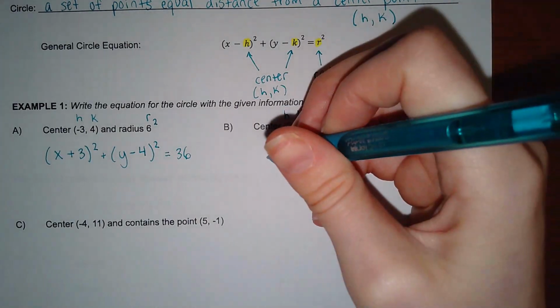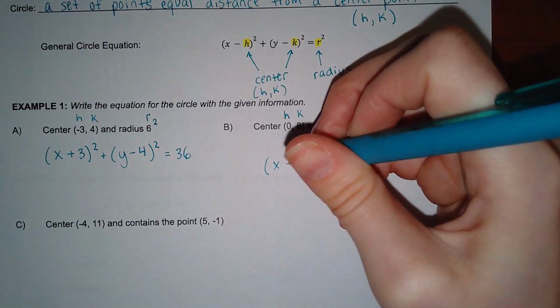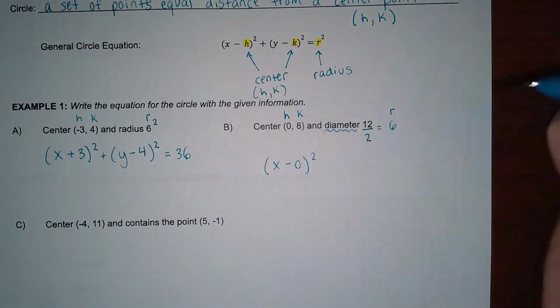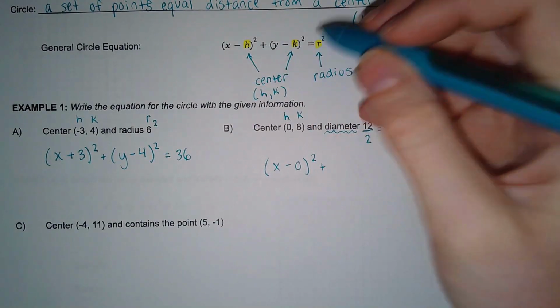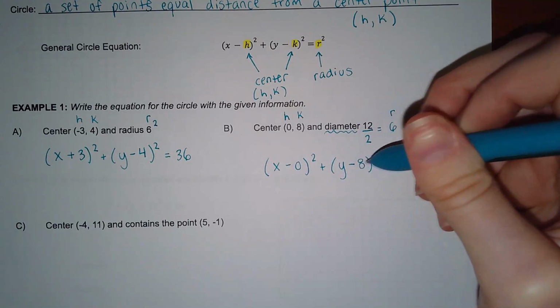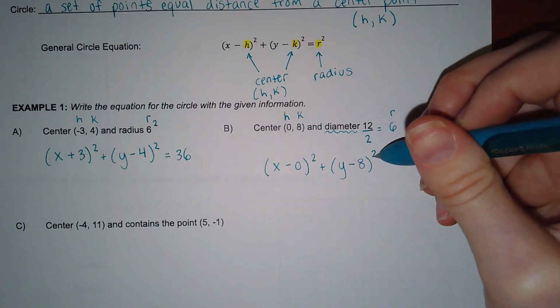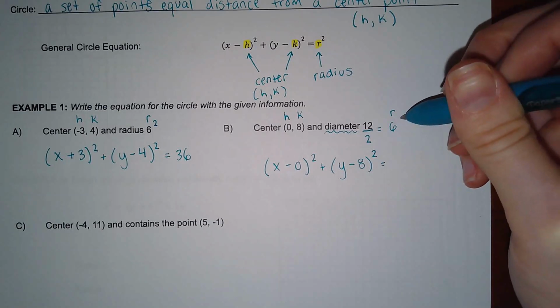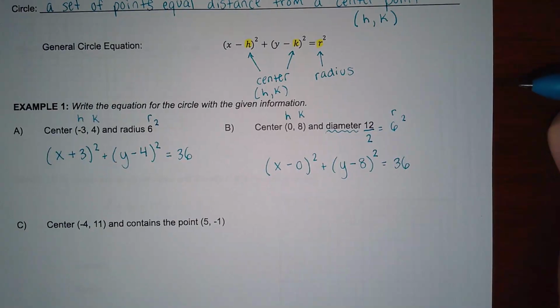And we'll set up our equation. So I'll do X. 0 is neither positive or negative, so we could just write X minus 0 squared. Plus, and then we'll do Y minus K. Again, since the 8 is positive, I'm going to make sure that's opposite. So that's Y minus 8 squared. Equals R squared. R was 6, so if we do 6 squared, again, that would be 36.